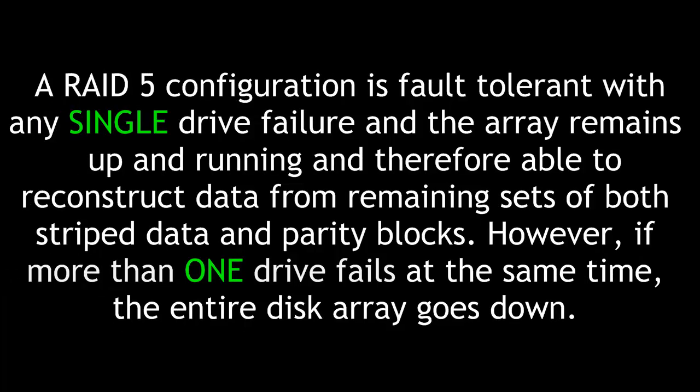A RAID 5 configuration is fault tolerant with any single drive failure, and the array remains up and running, and therefore able to reconstruct data from remaining sets of both striped data and parity blocks. However, if more than one drive fails at the same time, the entire disk array goes down. In other words, if one of the data stripe drives fails, it can be rebuilt with the drive holding parity information, and if the parity drive fails, you still have the data stripe drives.